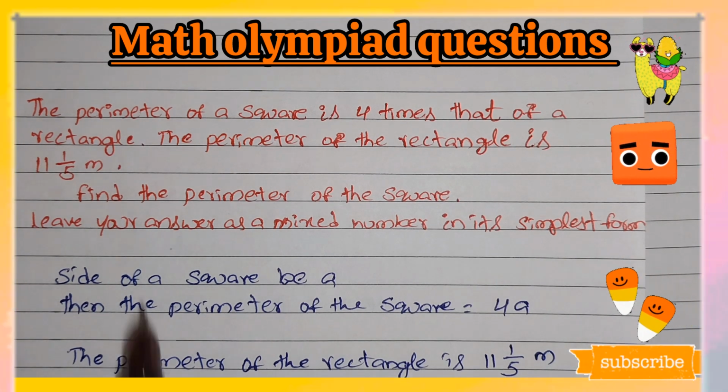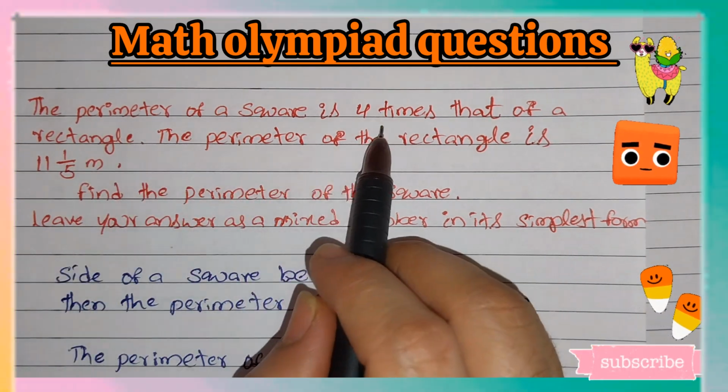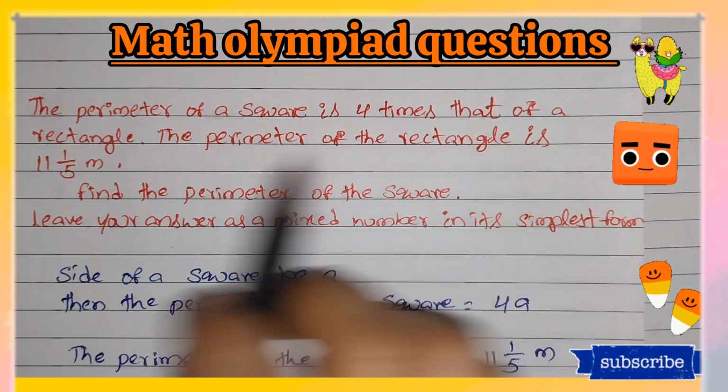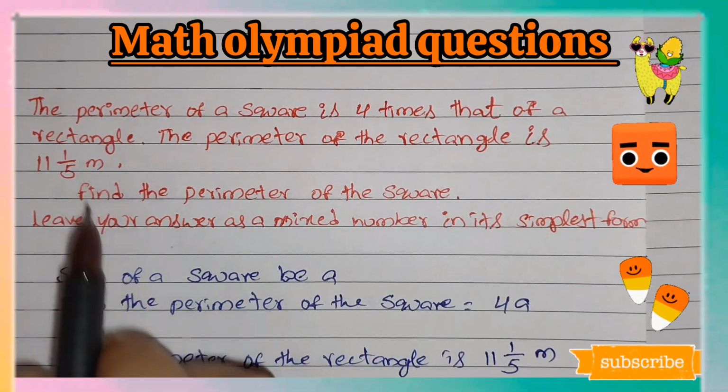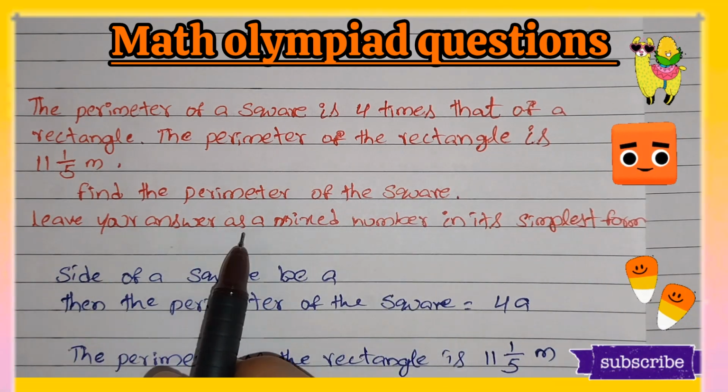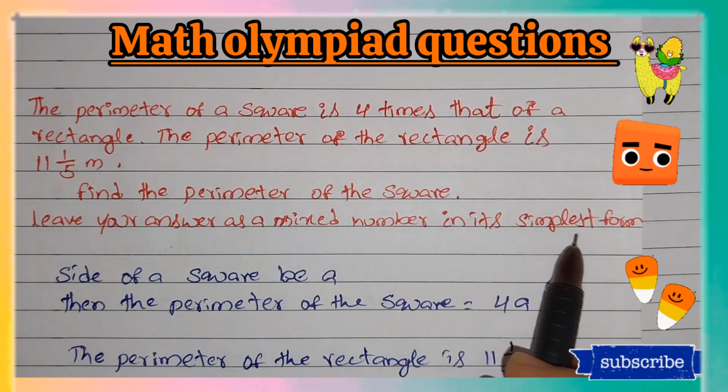Let's start. The first question is: the perimeter of a square is 4 times that of a rectangle. The perimeter of the rectangle is 11 1/5 meters. Find the perimeter of the square. Leave your answer as a mixed number in its simplest form.